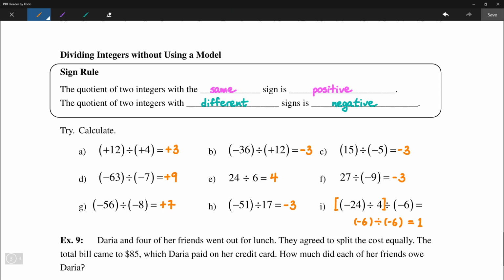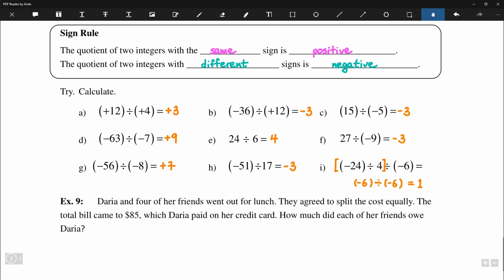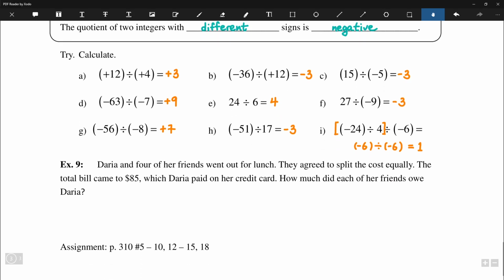Right, so, one quick example. Daria and 4 of her friends went out for lunch. They agreed to split the cost equally. The total bill came to $85. Daria paid with her credit card. How much did each of her friends owe Daria?